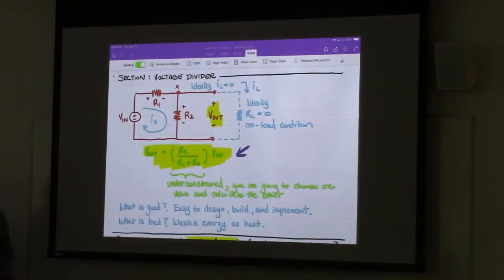And we know that this is an under-constrained problem, and what that means is that there's lots of different solutions that can fulfill or fill the void there. If we wanted to get a 50% step down, we could use essentially any two values that are the same, right? 100 and 100, 200, 200, 1,000, 1,000, whatever.